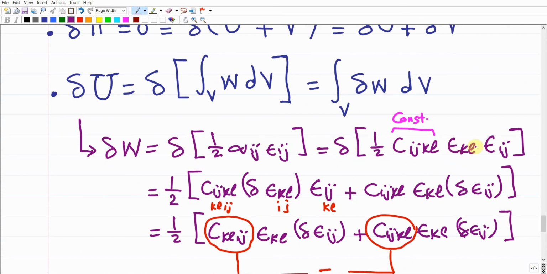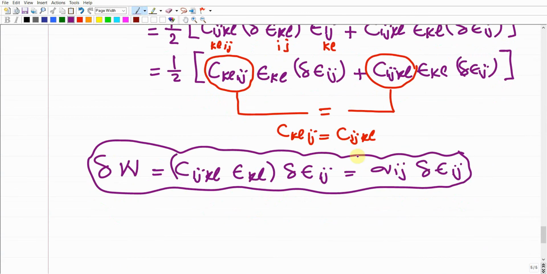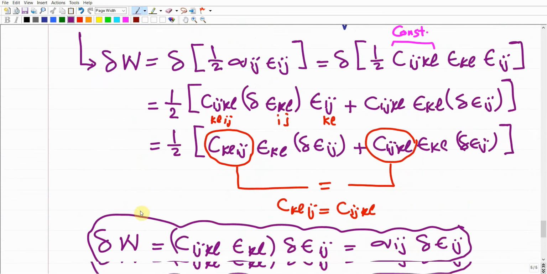If we apply the first variation, we're going to end up with this epsilon having a first variation. But due to the simplification of the expression, we end up with sigma_ij delta epsilon_ij, but this doesn't indicate that sigma has no first variation for this principle. Make sense? So this is for the first variation.